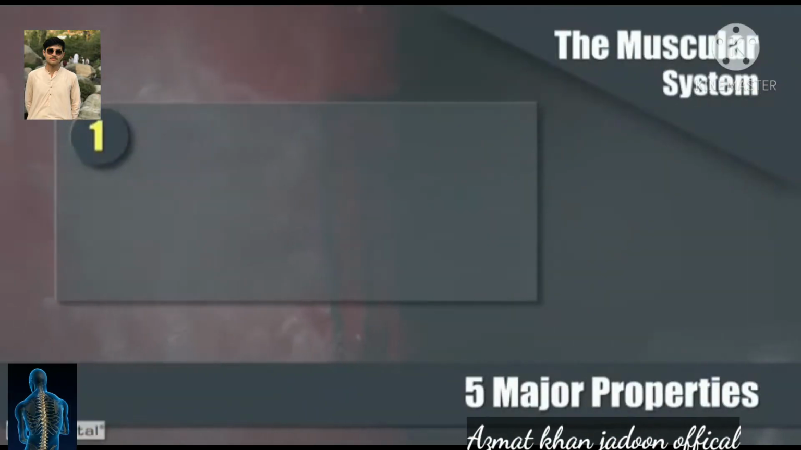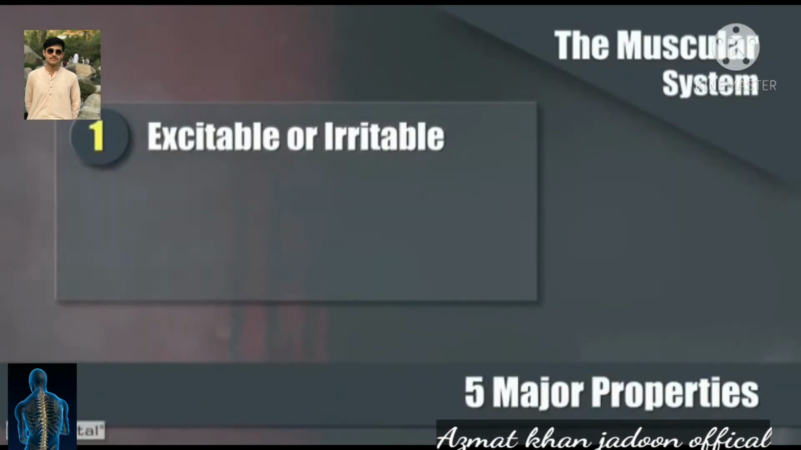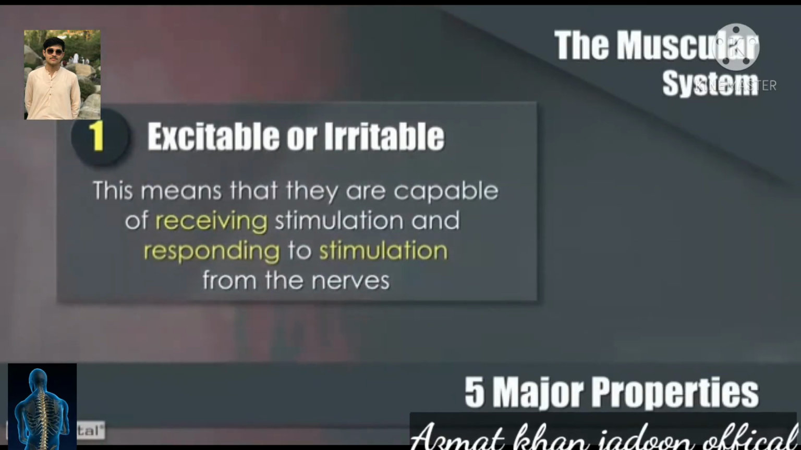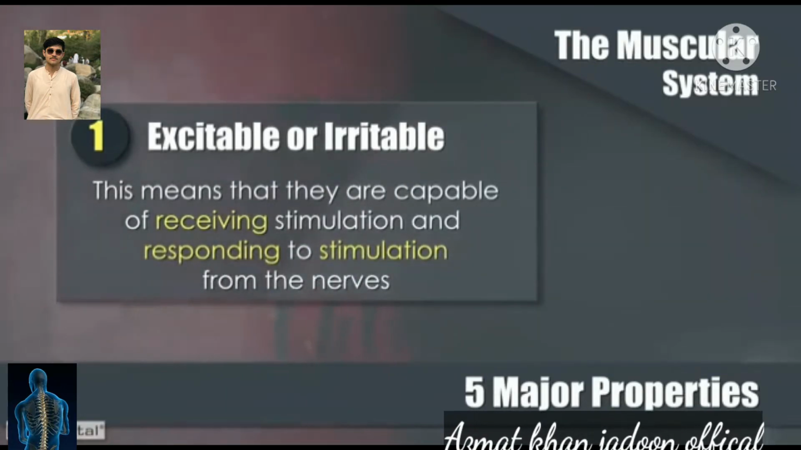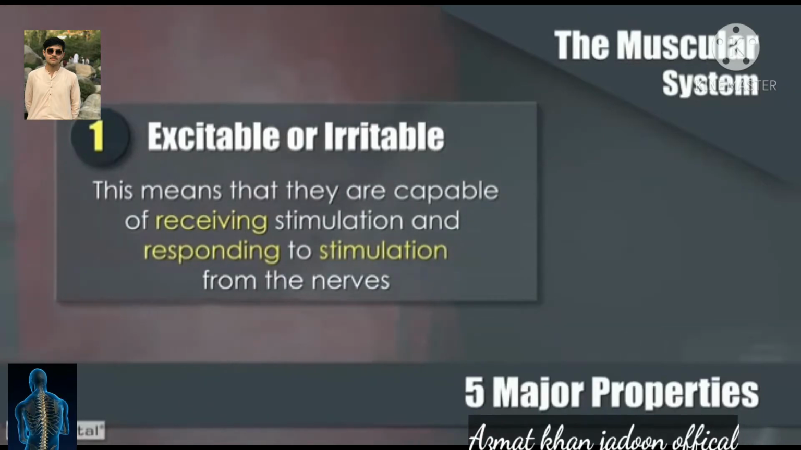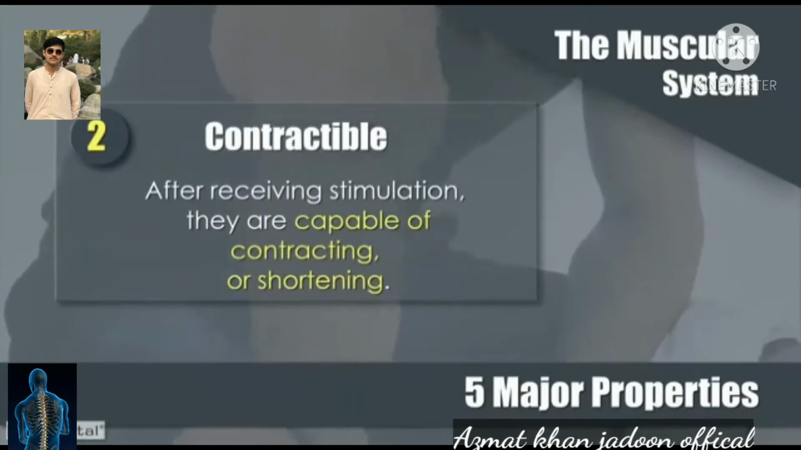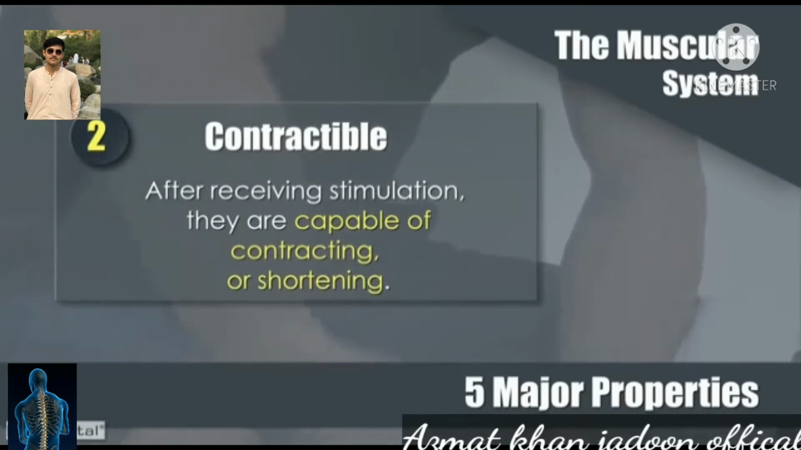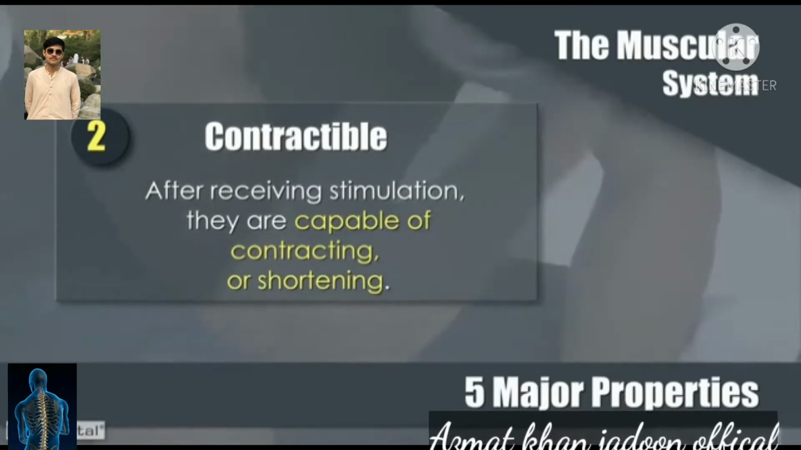Number 1, muscles are excitable or irritable. This means that they are capable of receiving stimulation and responding to stimulation from the nerves. 2, they are contractible. After receiving stimulation, they are capable of contracting or shortening.